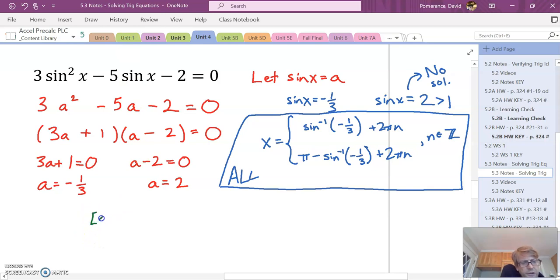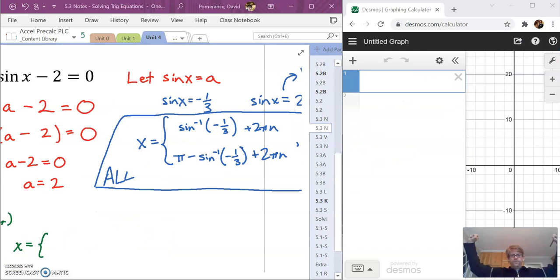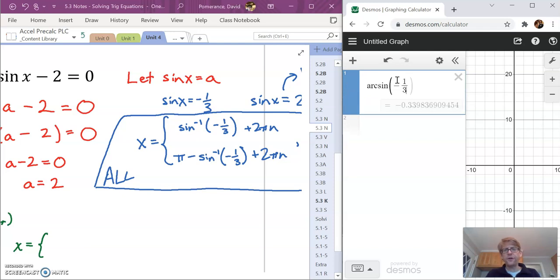If we were interested in just finding that finite list of values that are between 0 and 2 pi, well, we do the same thing we always do. We generate the lists and we find all the different values that are between 0 and 2 pi. So we can use a calculator for this. That's okay. So let me pull out my calculator. Boom! And as if by magic, Desmos is right here. So what is the inverse sine of negative 1/3, or the arc sine of negative 1/3?